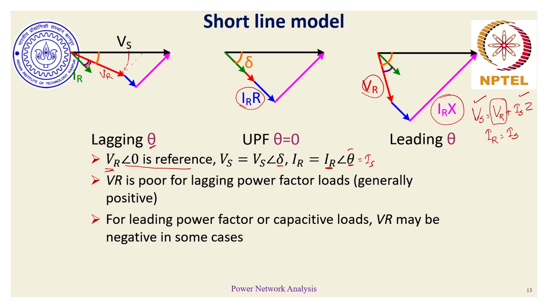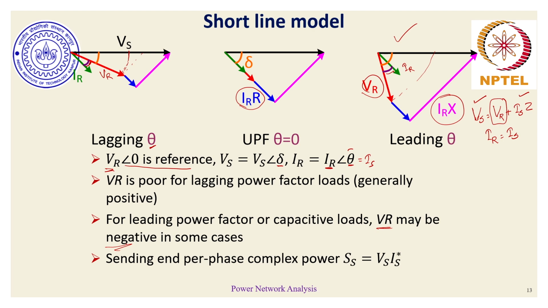But for a leading power factor load, which is the case shown over here, where the current is leading the corresponding receiving end voltage, it might happen that the no load voltage becomes more than the full load voltage, and hence the positive voltage regulation can become negative in certain cases.